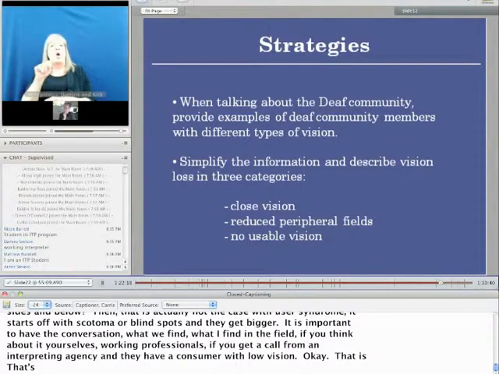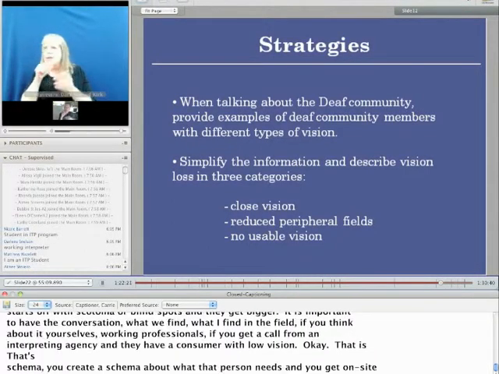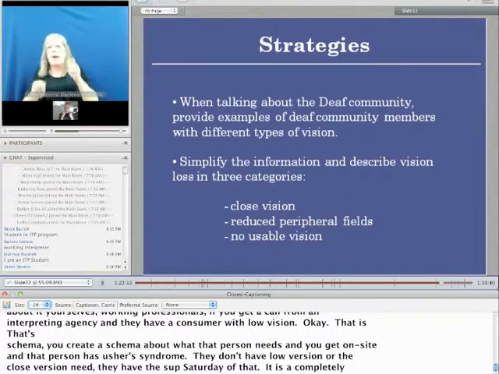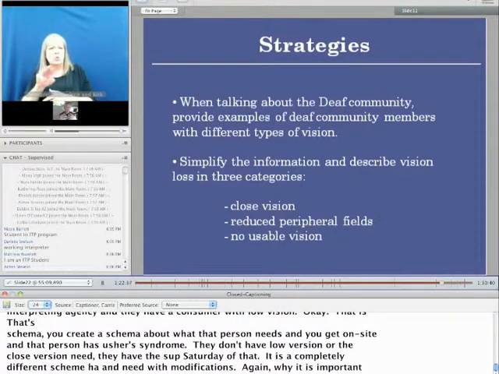So they don't have low vision. They don't have what would be considered that close vision need. They have the opposite of that. So it's a completely different schema, completely different needs in terms of modifications. And so, again, that's why it's important to have a conversation about syndromes and how they relate to the vision loss, to help build that knowledge base and those schemas and scenarios.